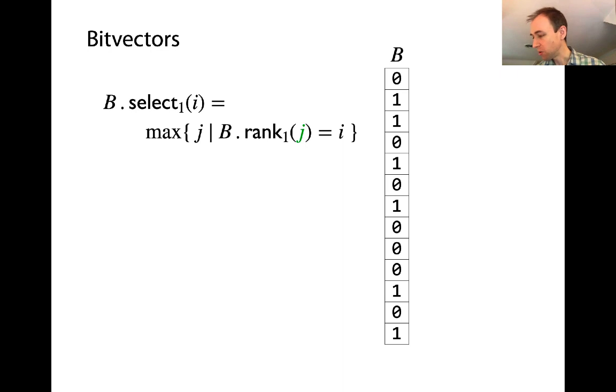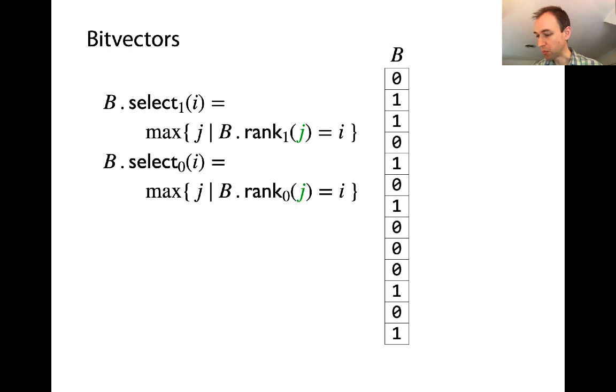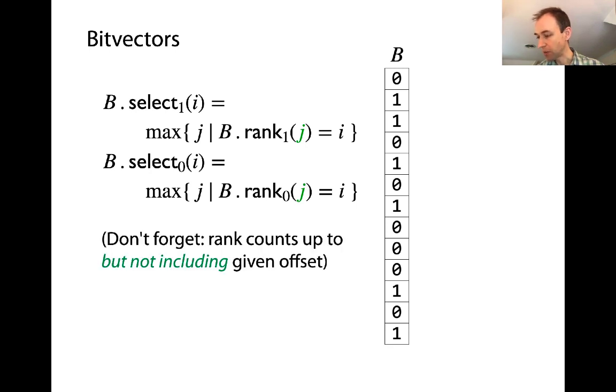Okay, so let's just show the select sub-zero counterpart to this one. What's different about this? Well, now I've got select sub-zero. It's just using the rank sub-zero instead of the rank sub-1. So it's the rank sub-zero counterpart to what we just said. So again, to say the shorthand version of it, select sub-zero of I is saying, give me the offset of the ith 0 bit in the bit vector. Okay? And don't forget that the rank counts up to but not including the given offset.